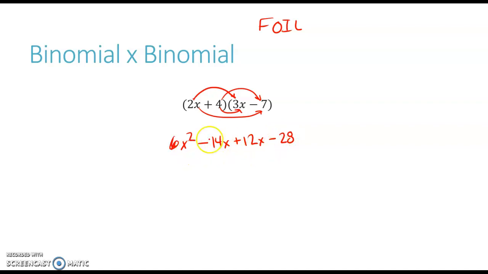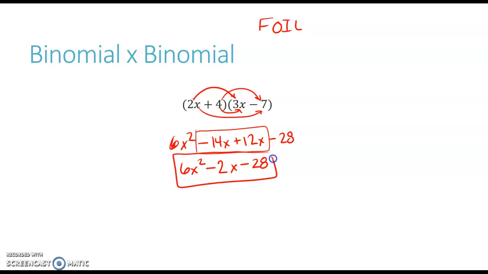After we do that, we just combine like terms. So negative 14x plus 12x, the 6x squared, and the negative 28 will just drop down. Since the 14 is bigger, it's going to be negative, and 14 minus 12 is 2. So we have 6x squared minus 2x minus 28. And this right here is our final answer.